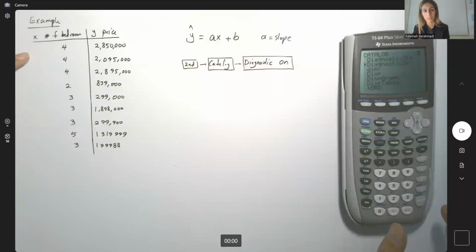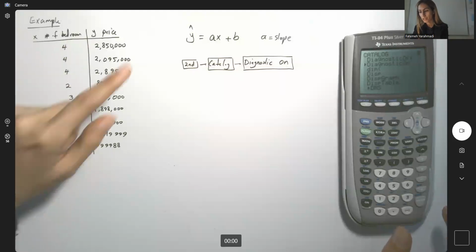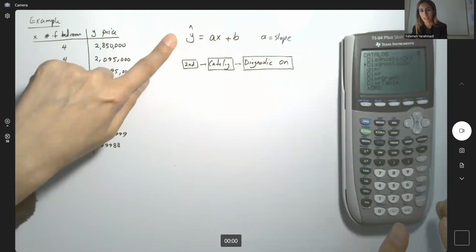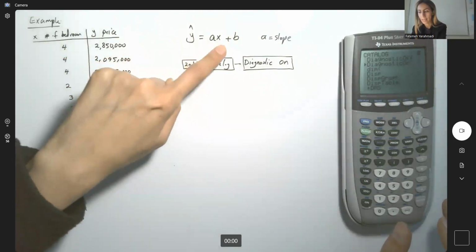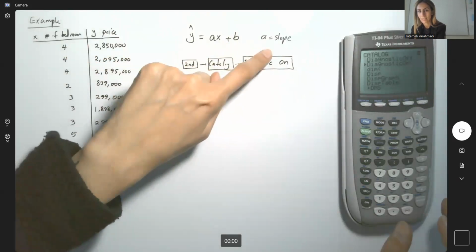This is the information that we have: the number of bedrooms and the price of the house in the San Jose area. We collected this information. We want to know what the regression line is. In your calculator, the regression line is represented by ax plus b, and a is the slope.